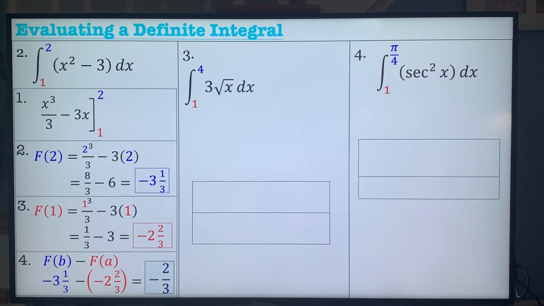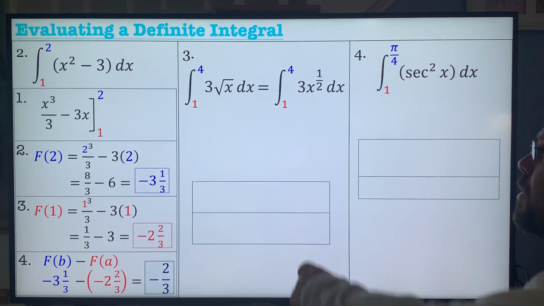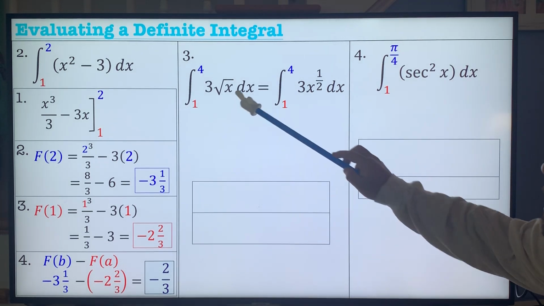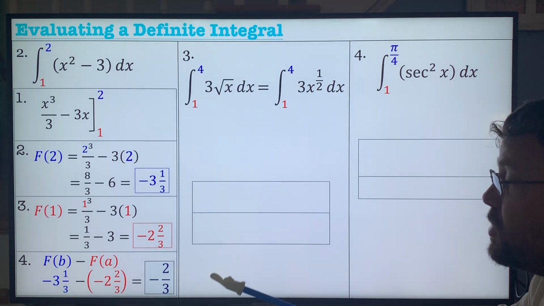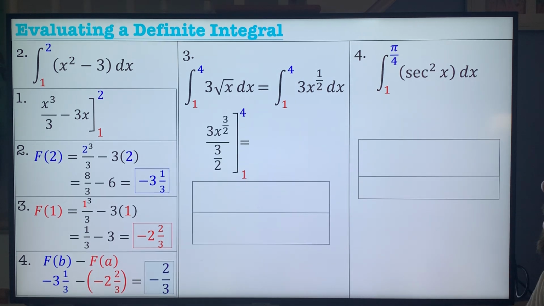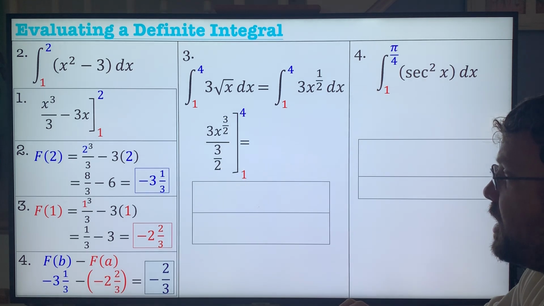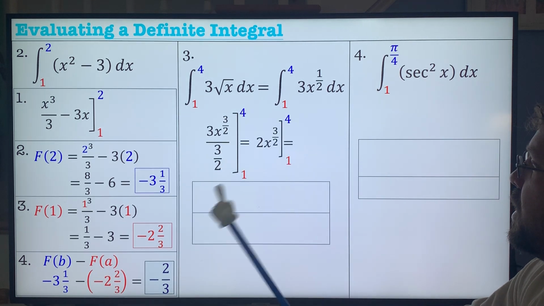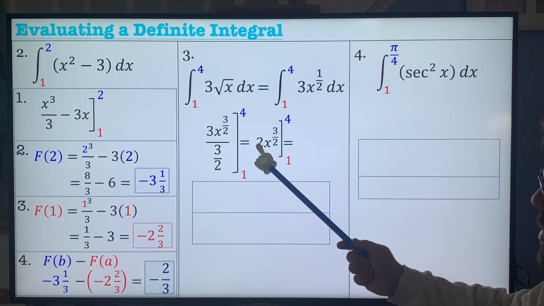Now for problem 3, you just have to rewrite the problem first. All right, see what you did? Rewritten form is 3x to the 1/2. Remember, anytime you have the square root, it's just x to the 1 over whatever this is. If there's nothing there, it's a 2. All right, so when we integrate this, 1/2 plus 1 is 3/2. So 3x to the 3/2 over 3/2. Remember, when you divide by a fraction, you multiply by its inverse, so you just do 2/3.